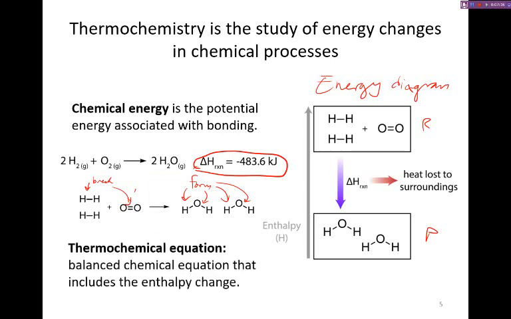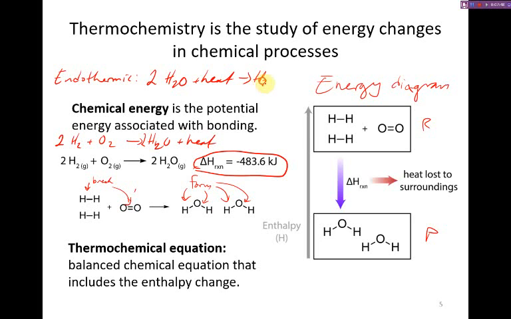And we call this a thermochemical equation. And that's where we have a balanced chemical equation that includes the enthalpy change. Another way of writing this would be hydrogen plus oxygen yields water plus heat. Or if it were endothermic, if we do the reverse, that would be water plus heat yields hydrogen plus oxygen.